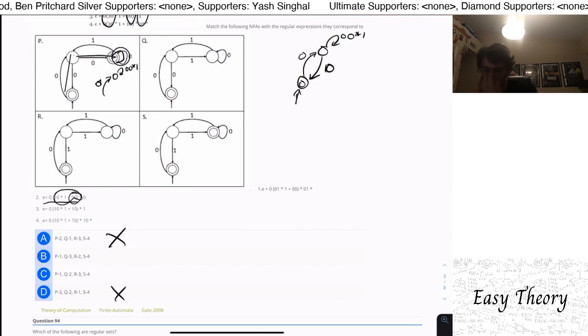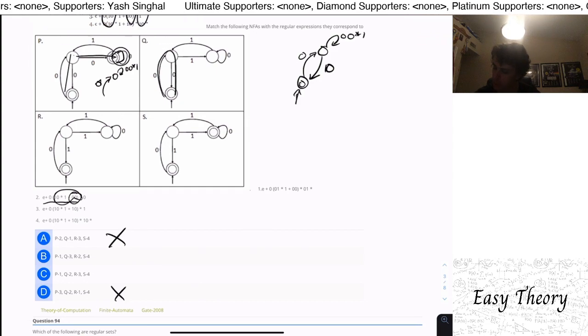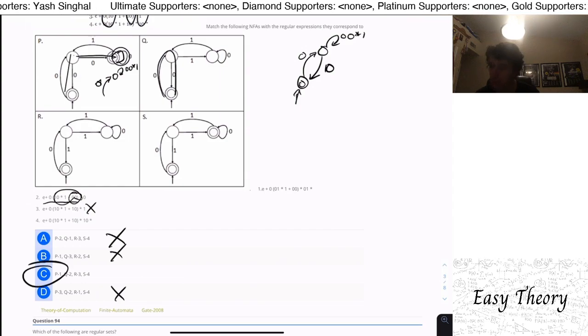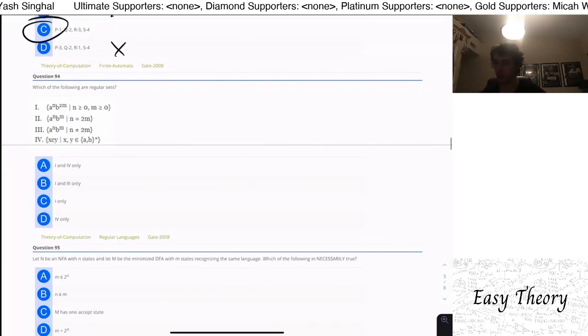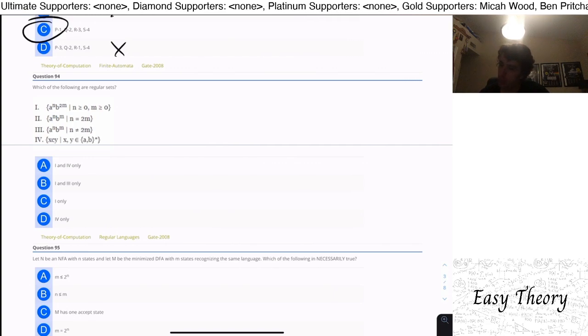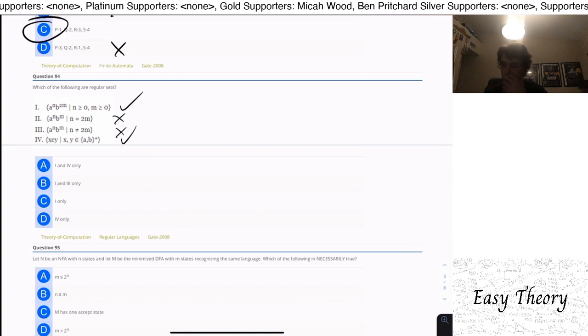So does Q match with 3? No, it doesn't, because it starts and ends with 0. And so it can't match with 3. So that's not the answer. C is the answer. Jesus, that was a hard one. Or maybe I'm just going insane. Which one of these is regular? That one's regular. That one's not. That one's not. That one is, I think. Yeah, so it's 1 and 4.